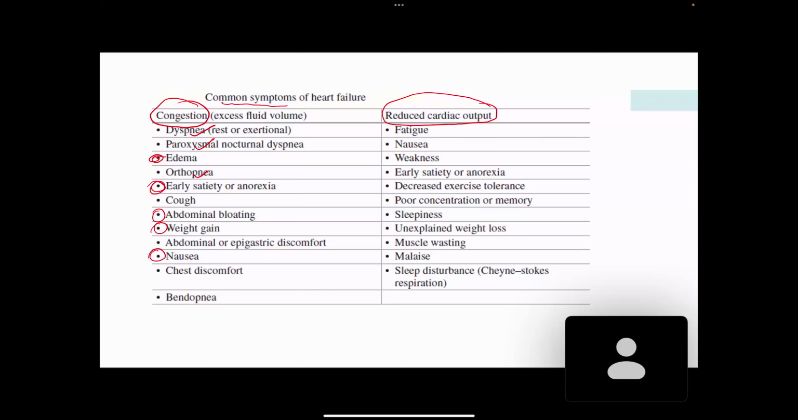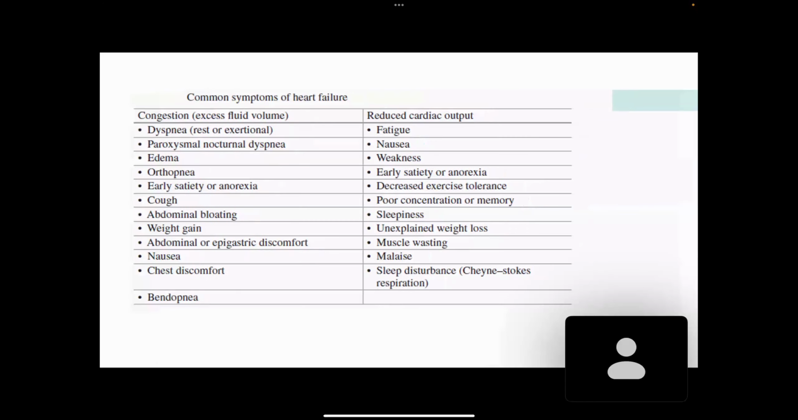Now let us look at the symptoms of hypoperfusion or hypotension. Here the patients will be feeling very weak, they'll have fatigue, generalized weakness, early satiety, they're not able to do even simple activities, exercise intolerance, poor concentration, unexplained weight loss, malaise. So these are the common symptoms which a patient with heart failure will give you.